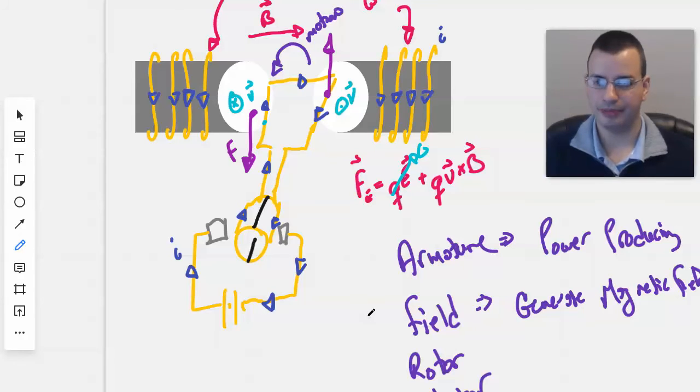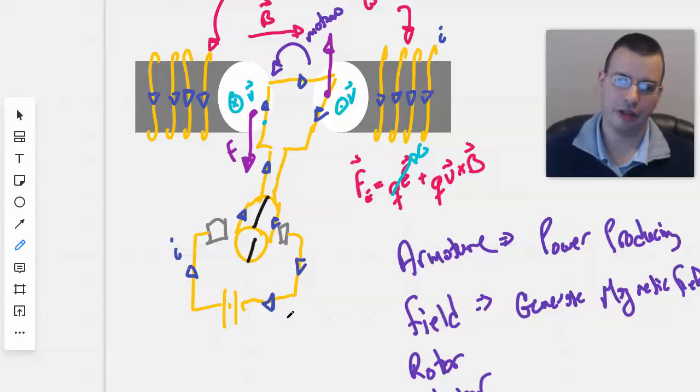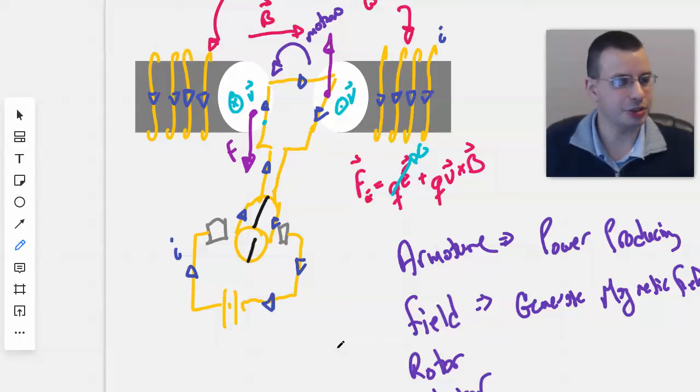You'll generally see DC motors are a little bit bigger than AC motors. So generally you'll see AC motors are preferable if either one can be used equally.